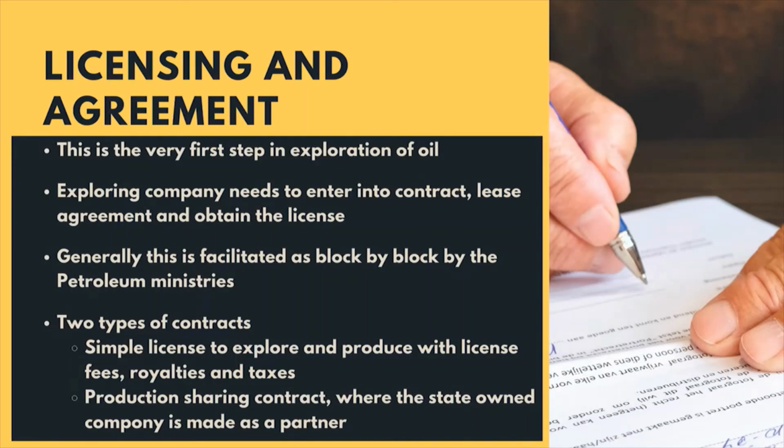The exploring companies, which are called upstream companies, need to enter into a contract with the government in a particular country. Most of the time, the Ministry of Petroleum in their respective countries will be the nodal agency entering into a contract with the exploring company. And there are two types of contracts for the exploring companies. One is a simple license to explore and produce oil, wherein they just have to pay the license fees, royalty, and taxes. In the second case, they have to get into a production sharing contract where the state-owned company is also made a partner. So this is more like a joint venture kind of operation. Throughout the world, most of the companies operate under these kinds of agreements.